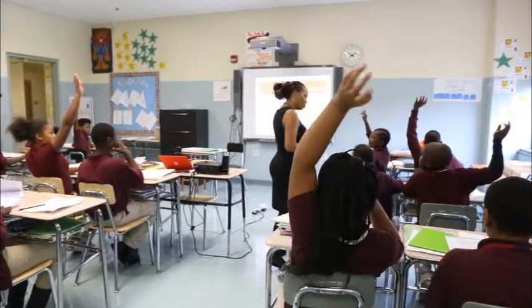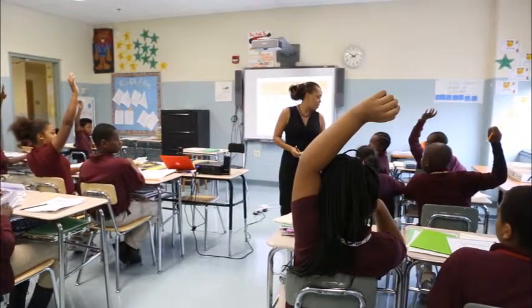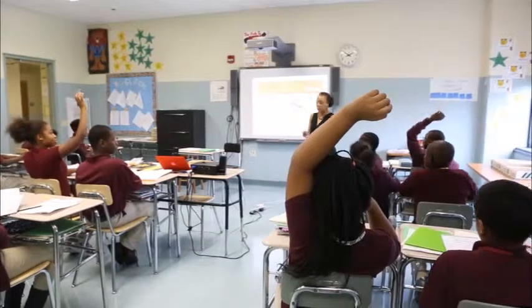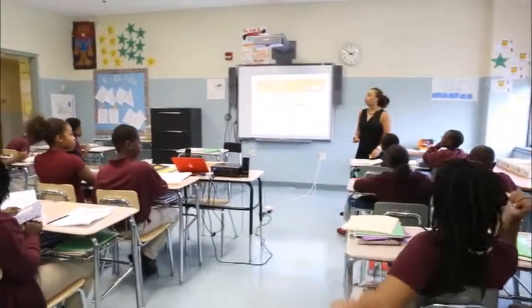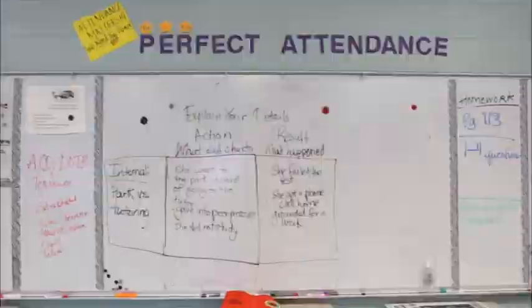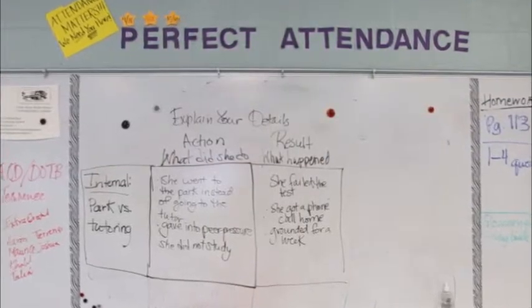And what's the connection between fluency and comprehension? The faster you read, the more you comprehend. So that's why we are constantly tracking a text.